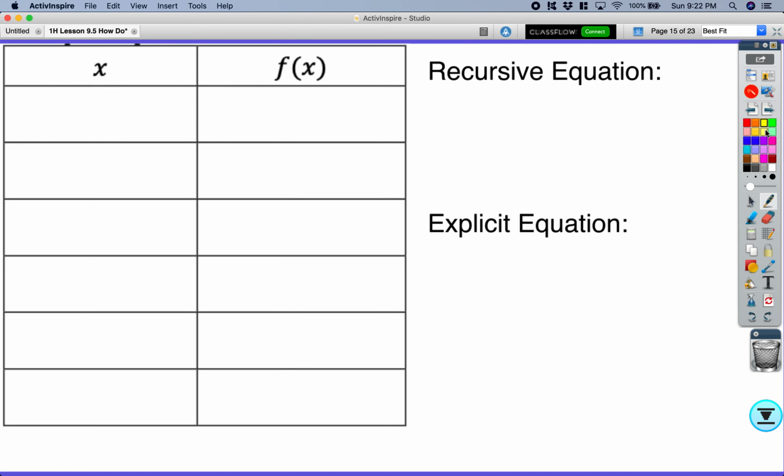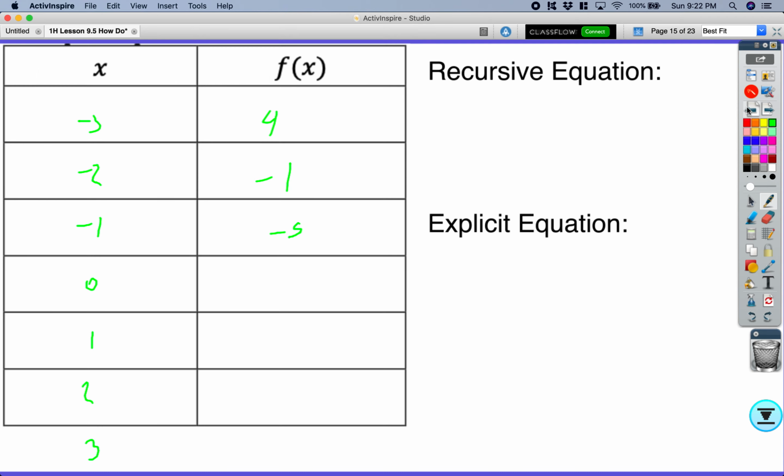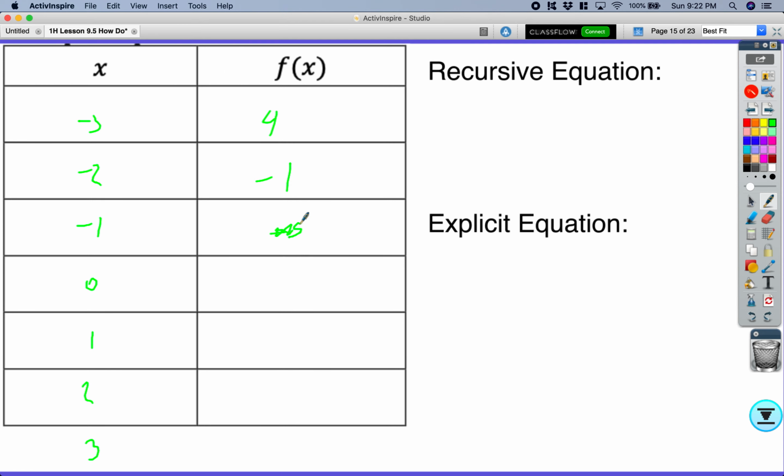So now what I want to do is come up with the recursive and the explicit formula. Let's go ahead and look at these one at a time. If I were to look at my table, I have -3 to 3: -3, -2, -1, 0, 1, 2, 3. And then I need the corresponding values, which were 4, -1, -4, -5, -4, -1, 4.